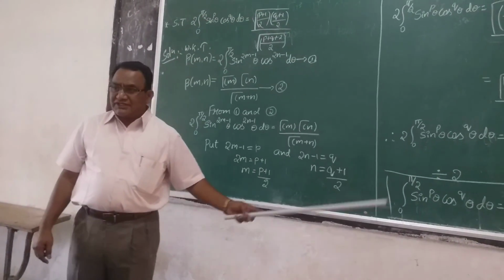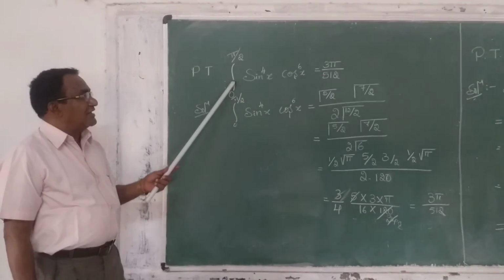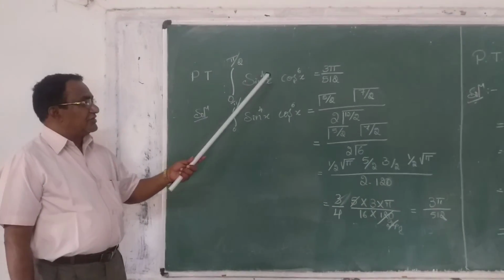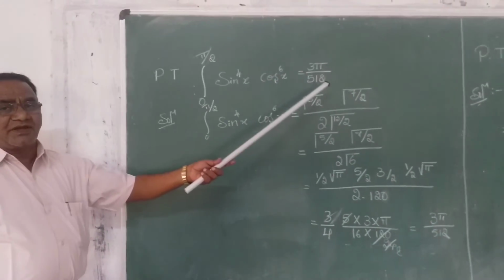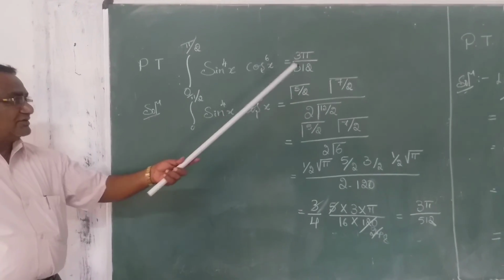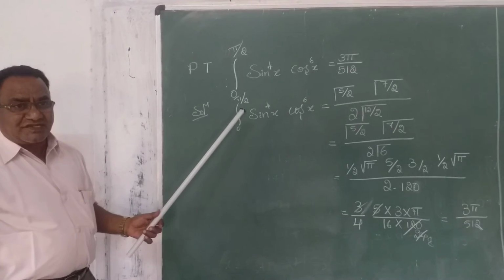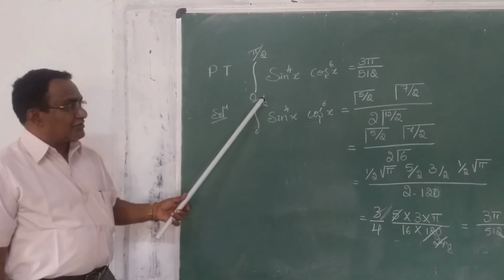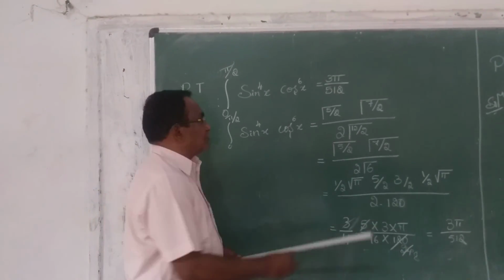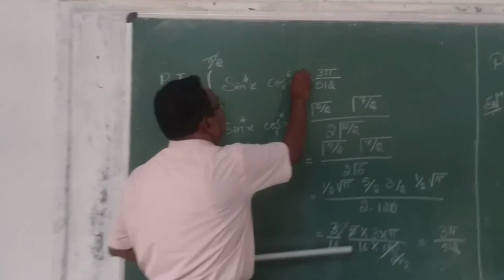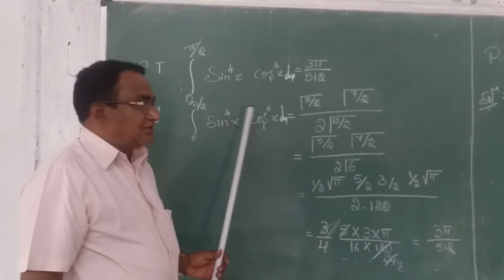Okay, let's go to the next example now. Let us prove this result. Integral from 0 to pi by 2 of sin to the power 4 x into cos to the power 6 x is equal to 3 pi divided by 512. In order to prove this, this is exactly of the type integral from 0 to pi by 2 of sin to the power p theta into cos to the power q theta d theta. So your p is 4 and q is 6.